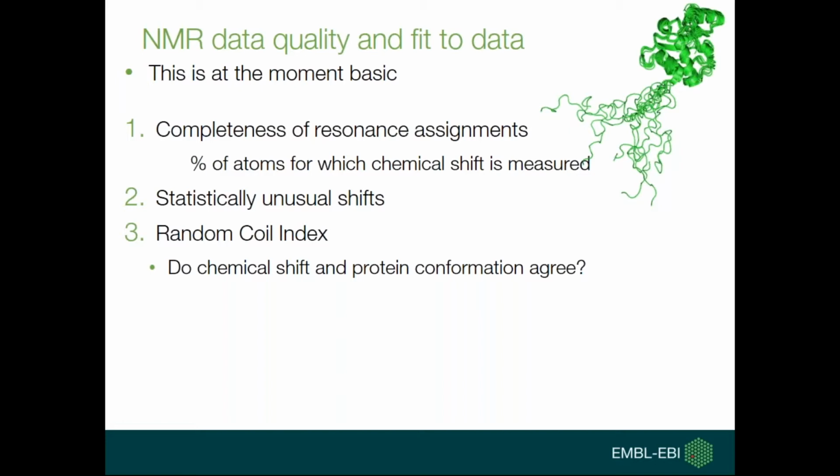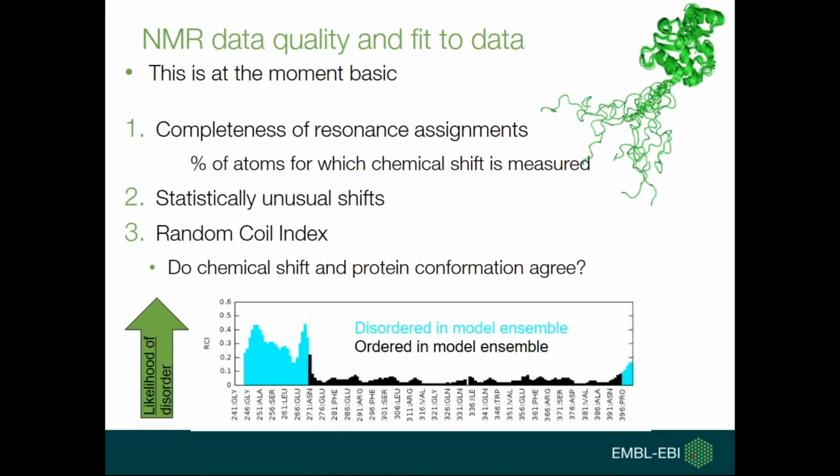And then for those, we give those shifts which are statistically unusual. Again, there may be a good reason for it to be statistically unusual, but it's worth looking at. And then for the fit of the model to the data, we look at the random coil index. So this asks the question, does the chemical shift and the conformation of the protein agree? We know the chemical shift of an atom is influenced by its secondary structure, by its position within the protein, and whether it's ordered or not. So we ask the question, do these two things match up?